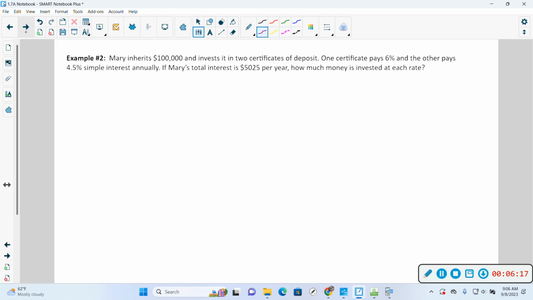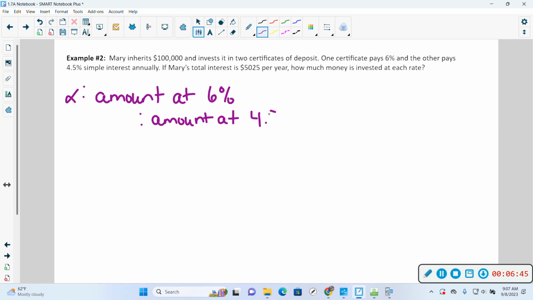Okay, well, you know I like to define the variables. So we're trying to figure out how much money at each rate. I'm going to use X. I'm sure we're all using X. It doesn't matter which rate you start with. I'm going to start with the 6%. So I'm going to say that's my amount of money, at 6%. Now we have to figure out an expression for the 4.5%, which I'm going to work on in a sec. I'm just going to get them labeled.